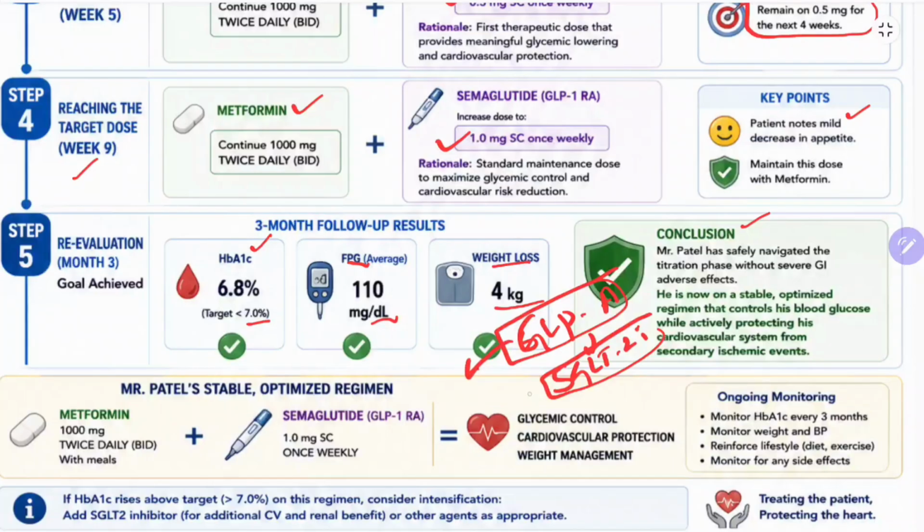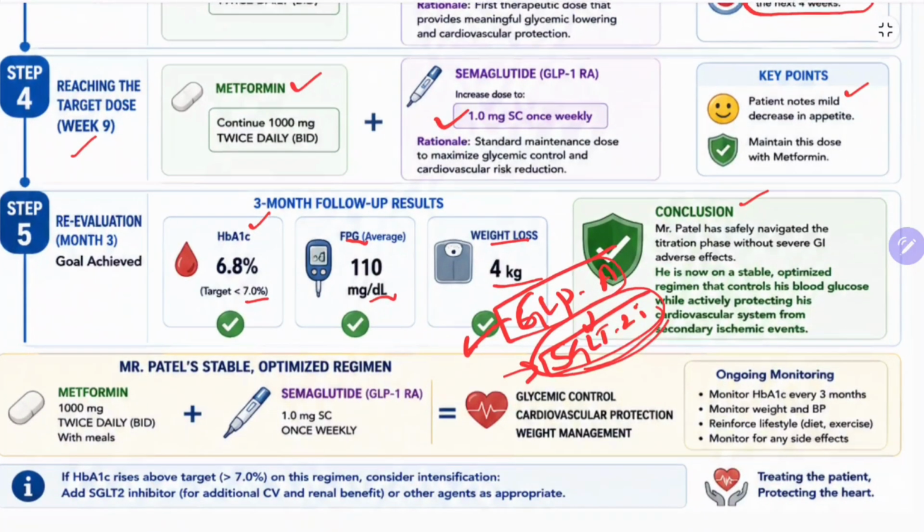If this is not available, then you can shift to this one, combination therapy. But first line in cardiovascular disease is semaglutide, a GLP-1 agonist. If they are not available, then you can give SGLT2 inhibitors. Okay. And one special important point in SGLT2 inhibitors is they don't require any dose titration.